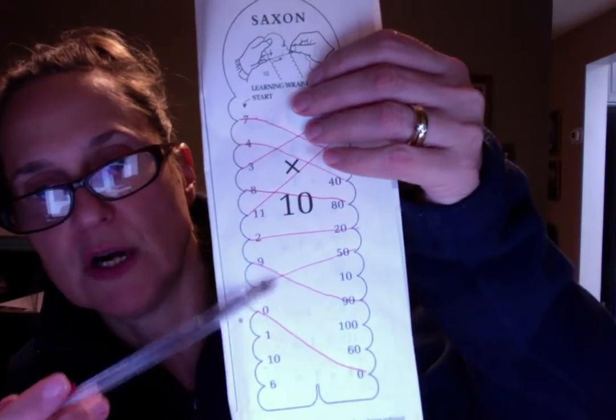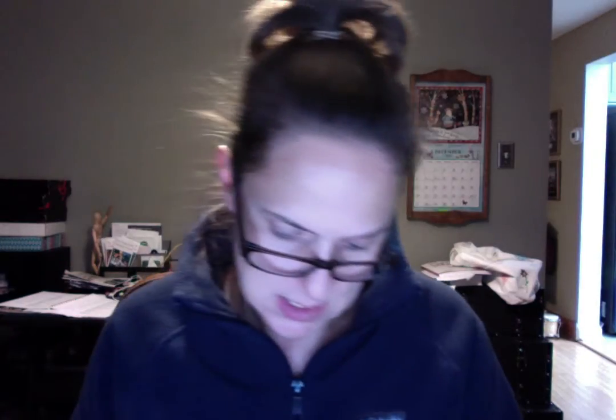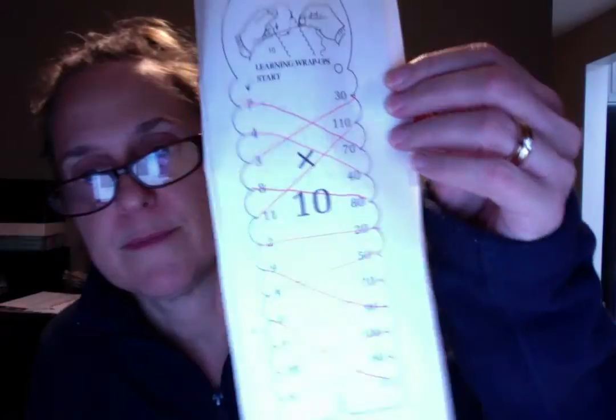Show you these so far. 1 times 10 is 10. 10 times 10 is 100. And 6 times 10 is 60. There you go. So you need to start practicing your multiplication facts.